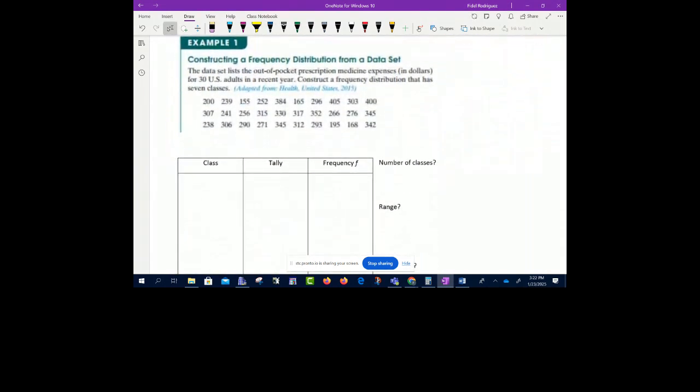Make a tally mark for each data entry in the appropriate row, and count the tally marks to find the total frequency for each class. Let's see if we can figure out our first example. It says, constructing a frequency distribution from a data set. The data set lists the out-of-pocket prescription medicine expenses in dollars for 30 US adults in a recent year. Construct a frequency distribution that has 7 classes. So the first thing is the number of classes. They told us already, it's going to be 7.